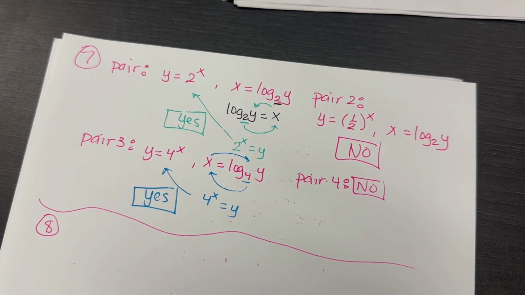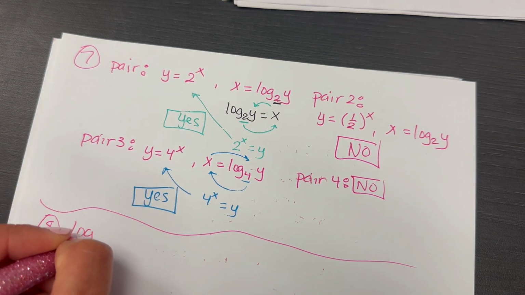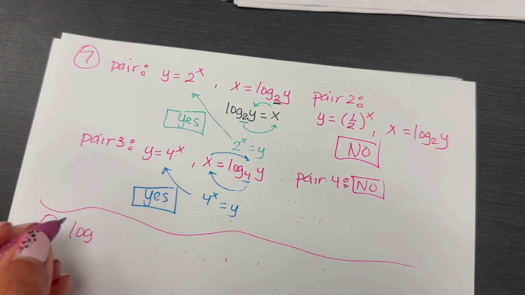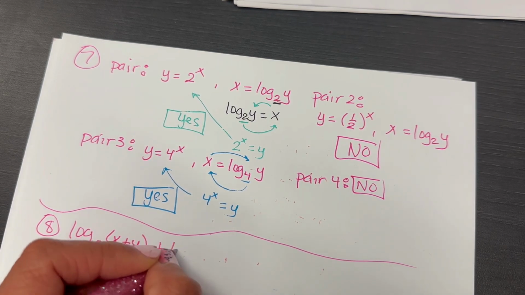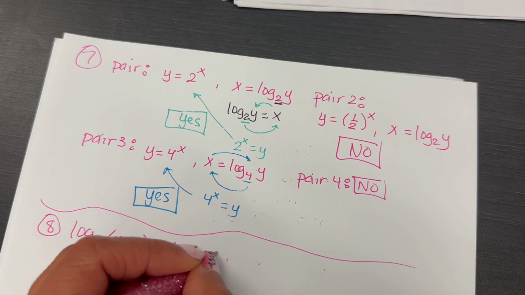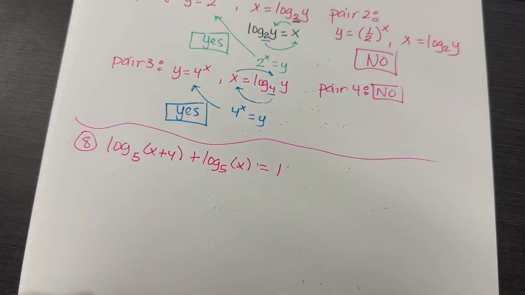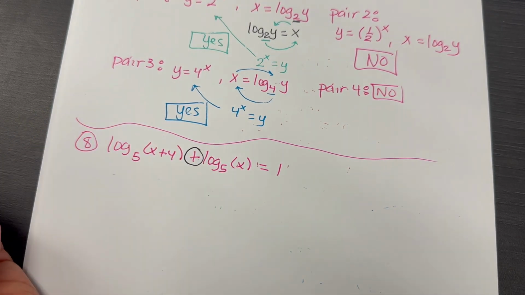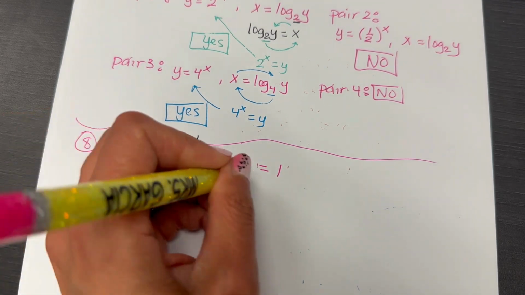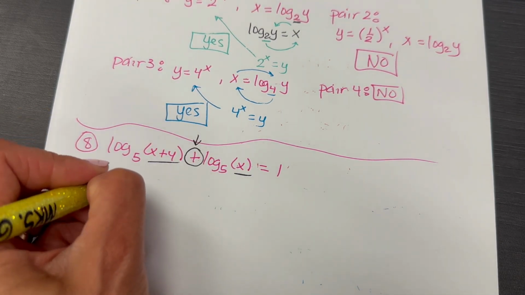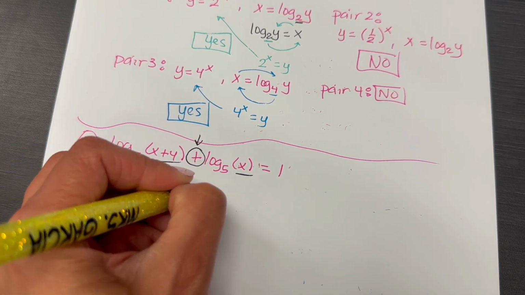Number 8 says to solve the equation. We've got log base 5 of (x plus 4) plus log base 5 of x is equal to 1. And we got to solve that. Okay. First things first, whenever we're adding logs, we have to remember what this means. Adding logs means to multiply the inputs together. So this will be log base 5 of x times (x plus 4).